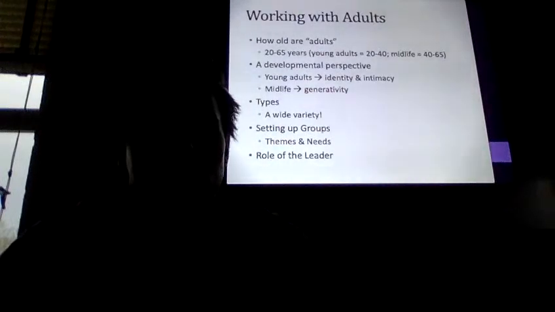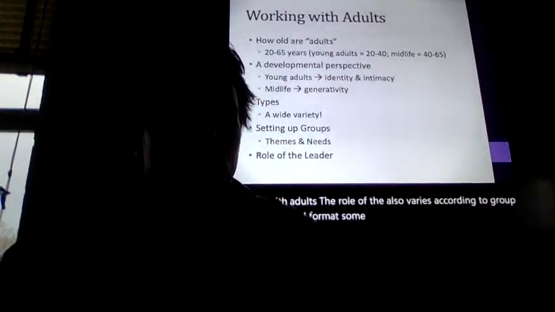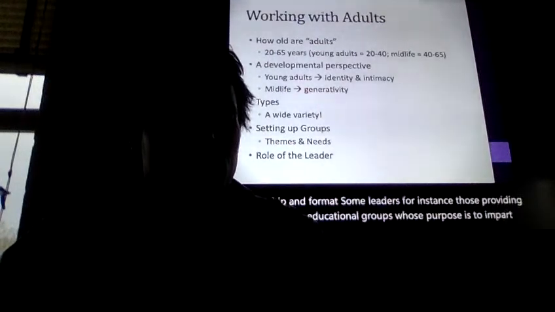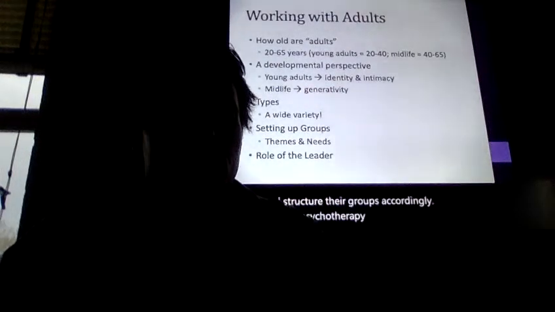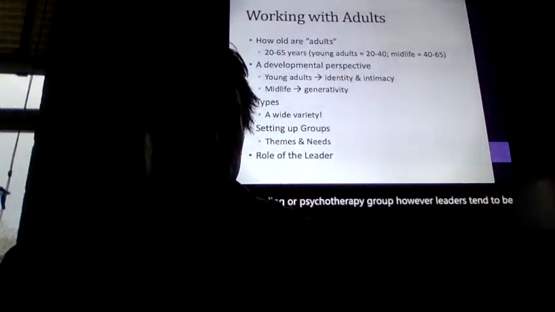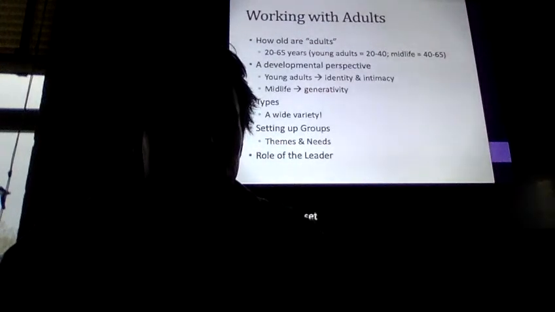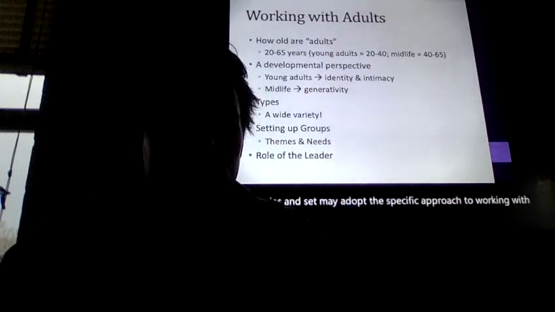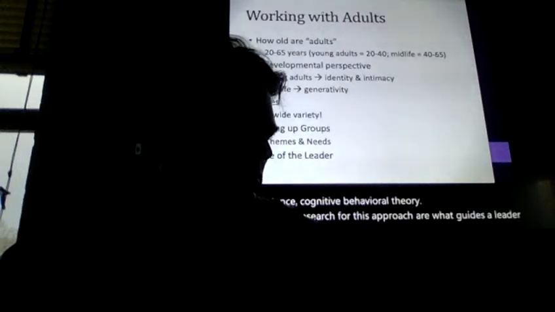When working with adults, the role of the leader also varies according to group type, membership, and format. Some leaders, for instance, those providing leadership for psychoeducational groups, whose purpose is to impart information or facilitate skill building, must plan carefully what they're going to do and structure their groups accordingly. In a counseling or psychotherapy group, however, leaders tend to be guided by their theoretical orientation, and leaders might approach the same group scenario in different ways based on the counseling theory that they endorse. Certain agencies may adopt a specific approach to working with clients, for instance, cognitive behavioral theory, and the theory and research for this approach are what guides the leader in developing and implementing the group.